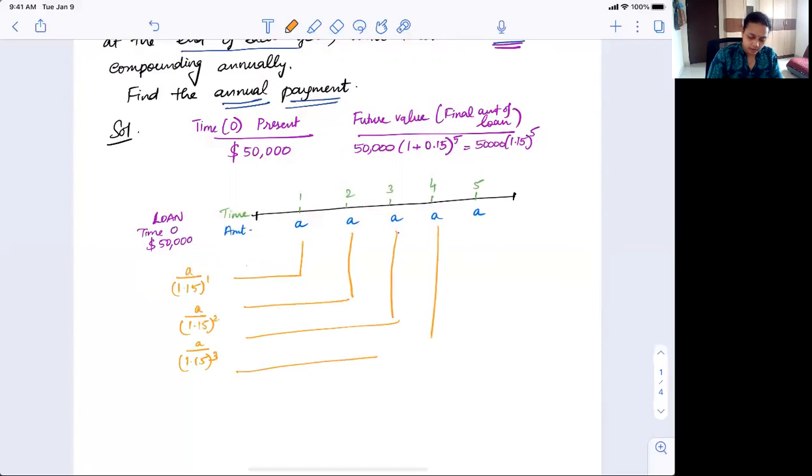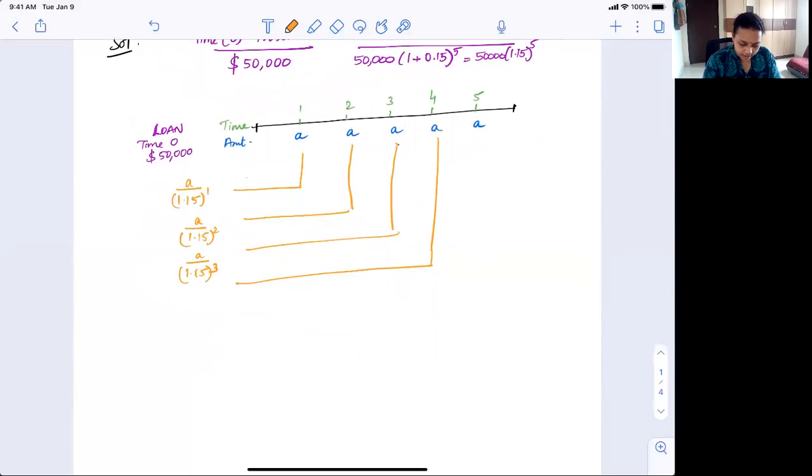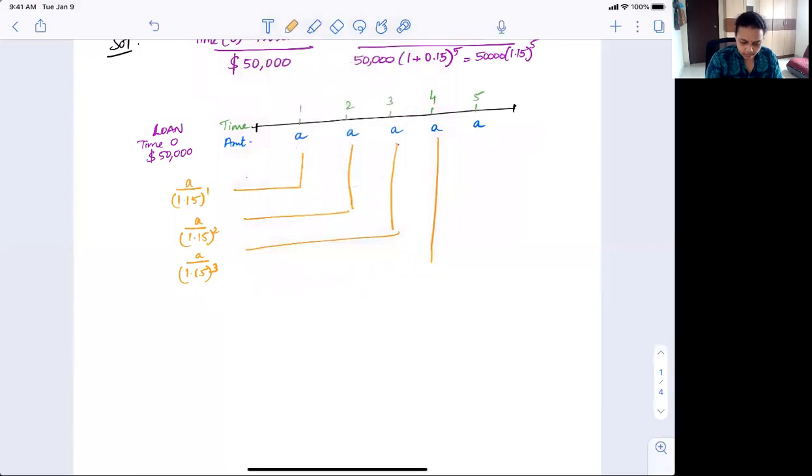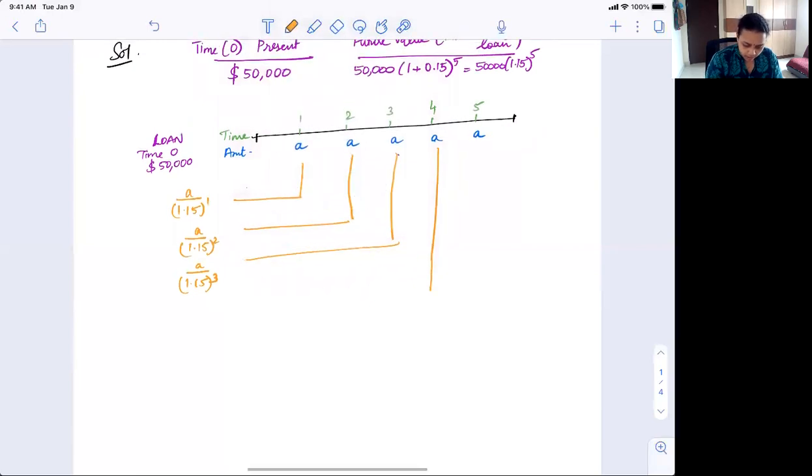4 years from now, I would need A by 1.15 to the power 4. And then 5 years from now, A by 1.15 to the power 5.